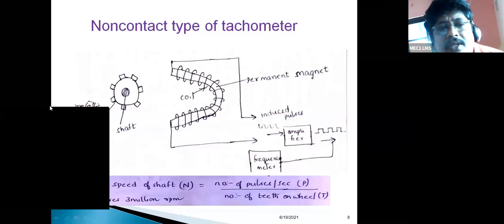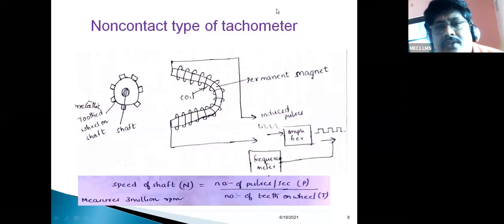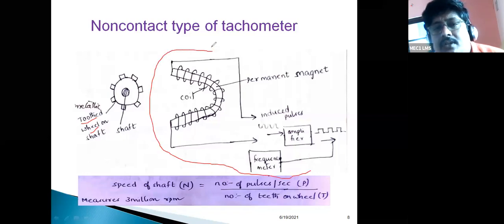Here in this, if you observe clearly, this is a shaft. And here a toothed wheel is mounted on the rotating shaft. This is a metallic toothed wheel mounted at the end of the shaft. And this entire setup is the non-contact type of tachometer.